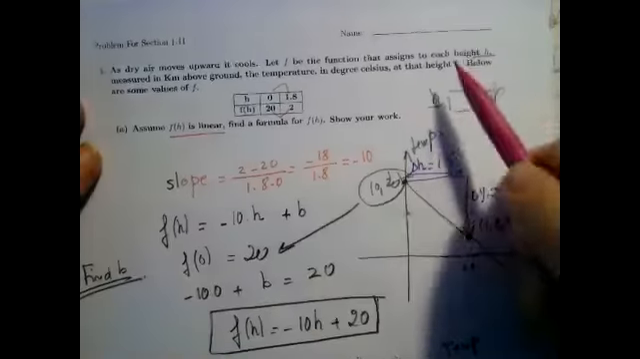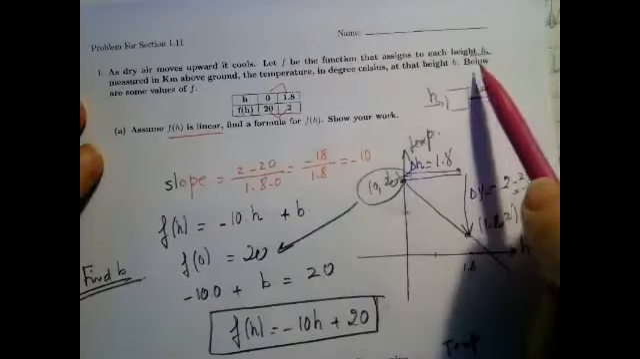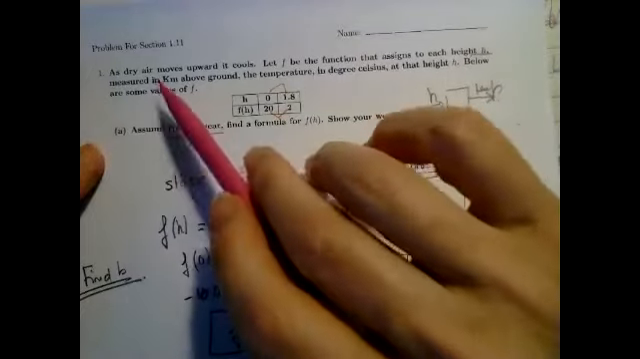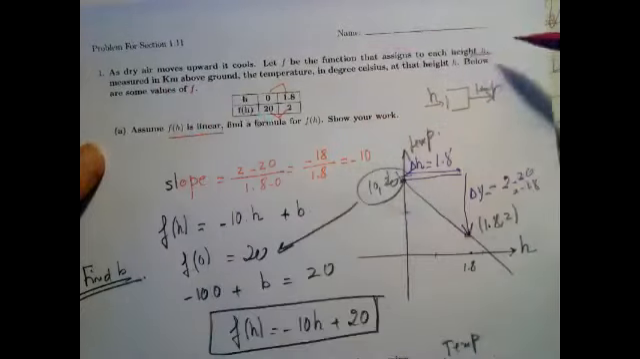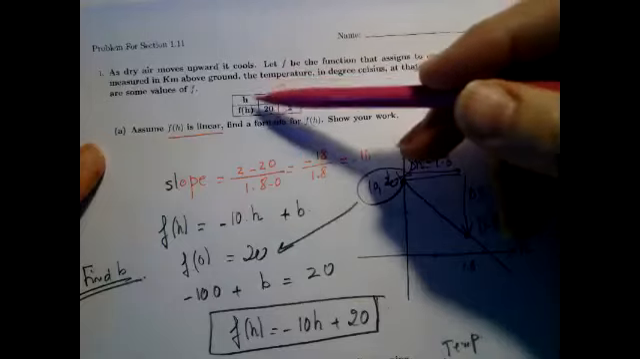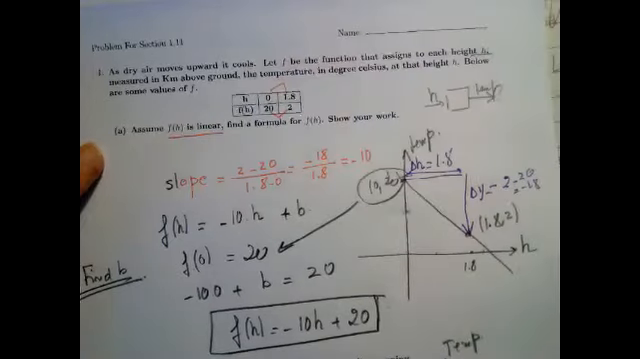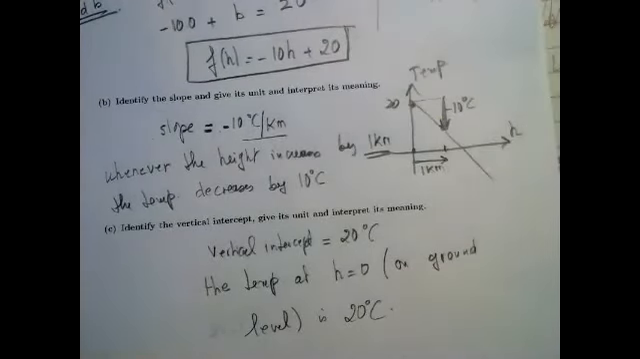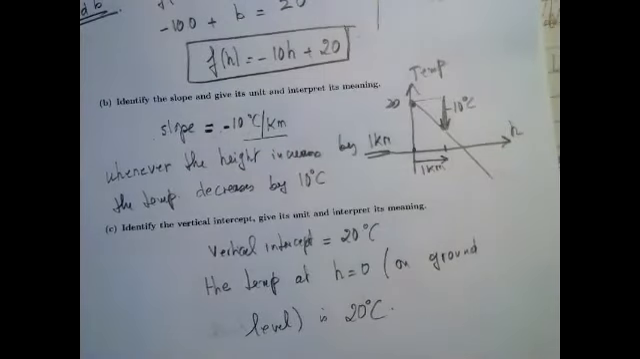Right, because that's my question. Let f assign to each height measured in kilometers above ground the temperature. So h is the height above ground. So h equal to 0 will be the ground level. It means that the temperature at ground level is 20 degrees. And that's what the vertical intercept represents. It's a temperature and it's 20 degrees.